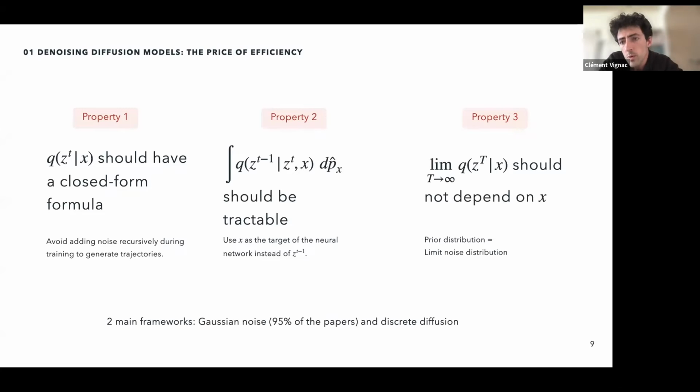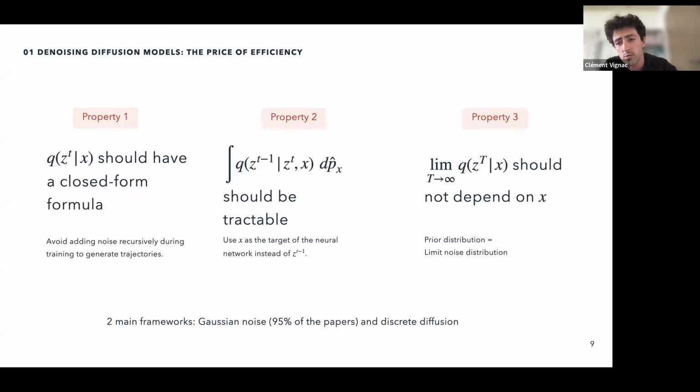Okay, do we pay a price for this? Yes, we pay a price because if we want to be efficient, it means that we need to make extra assumptions. First, you saw that during training, we don't generate trajectories, we only generate ZT. So we want to be able to generate ZT as well at once. So we need a closed form solution for this.